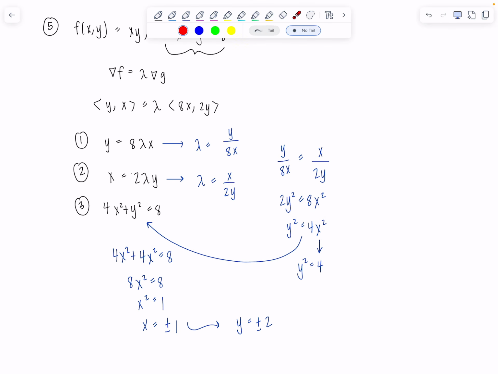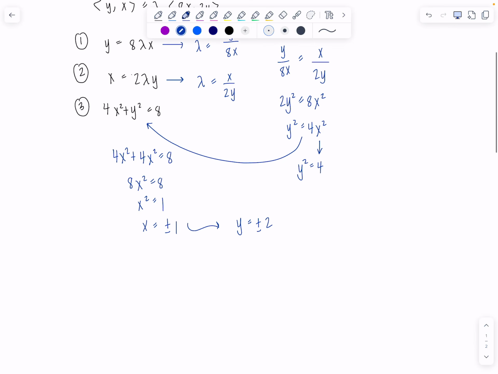And then I know you're going to be mad because I did divide by 8x and 2y, but I know they can't be 0. Why? Because the constraint equation would not be satisfied, right? Only if they're both 0, we'd have a problem. Okay, so we're fine. So then let's check all of the function values.